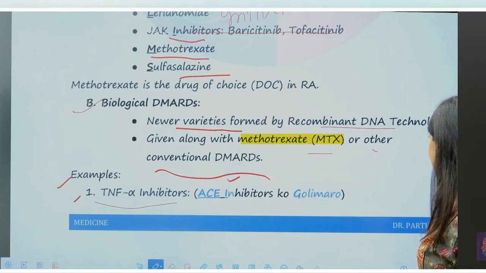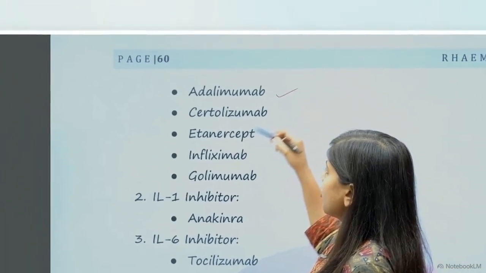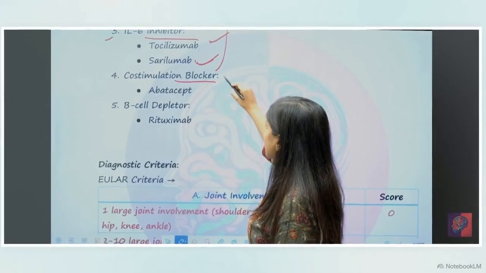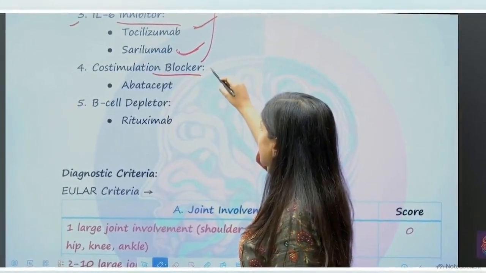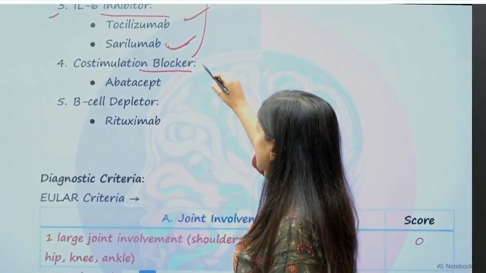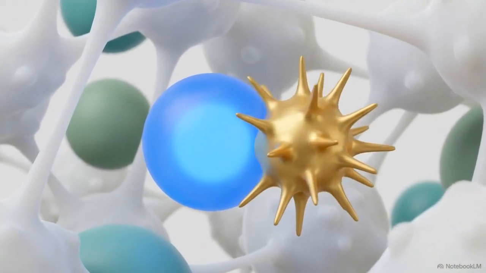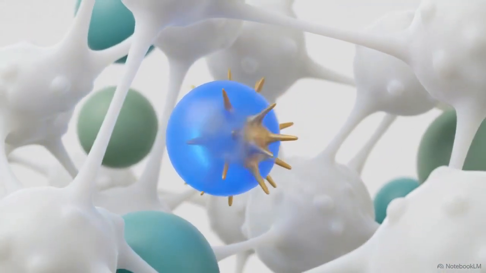This list identifies the TNF-alpha inhibitors. For these, we use the mnemonic ACE inhibitors cogolimaro. Mapping the letters gives us adalimumab, certolizumab, etanercept, infliximab, and golimumab. This lower section includes remaining options, such as IL-6 inhibitors, co-stimulation blockers like abatacept, and B-cell depleters such as rituximab. The escalation protocol follows a clear path. Establish a baseline with methotrexate and only introduce targeted biologicals if the disease remains active.